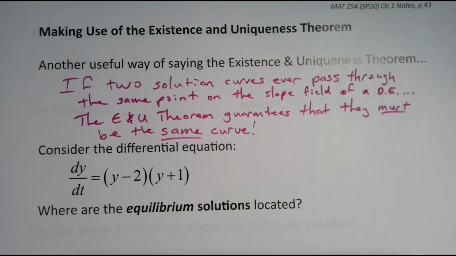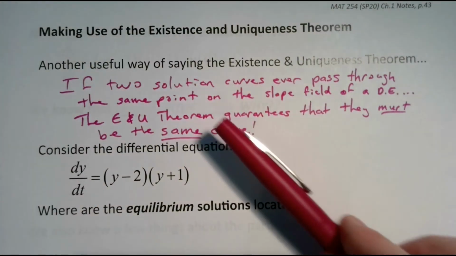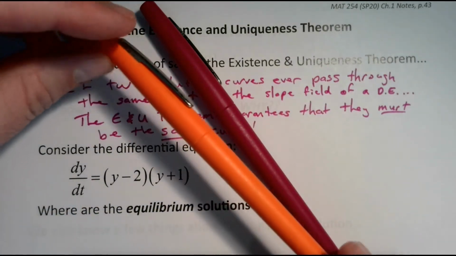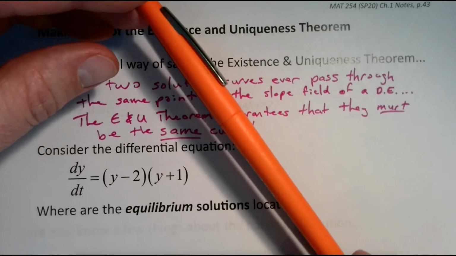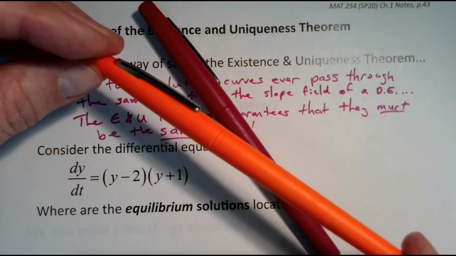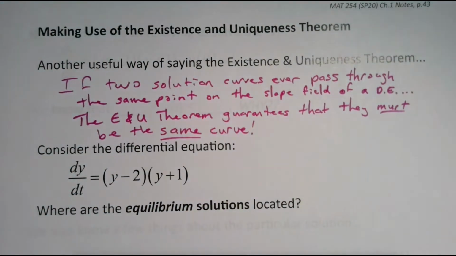So think about what this is saying. If you have two solution curves that are following the slope field and they happen to cross at a point down here, then they must actually just be the same curve, because you can't cross slope field lines. You can't cross on a DE plot. You can't have two solutions that cross each other.